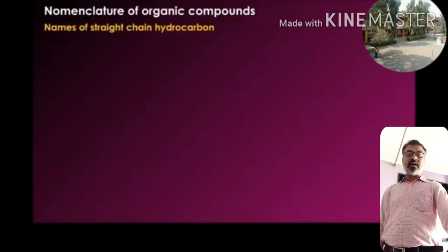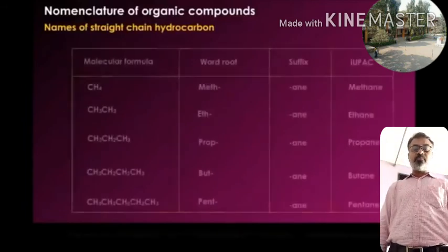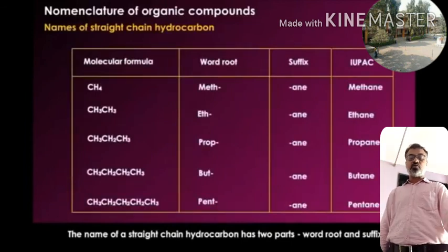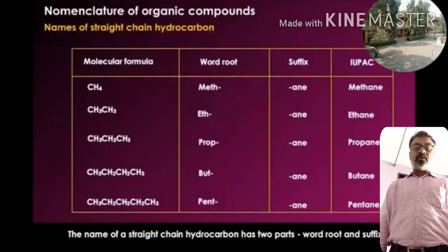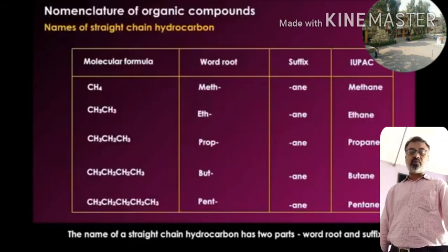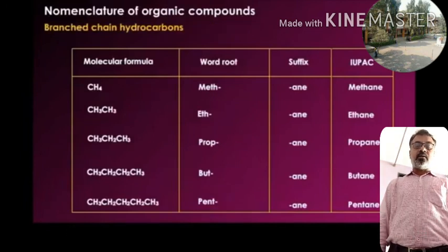Names of straight chain hydrocarbons. The names of straight chain hydrocarbons have two parts, word root and suffix. In the table, some molecular formulas of organic compounds are given with their word root, their suffix and IUPAC name.